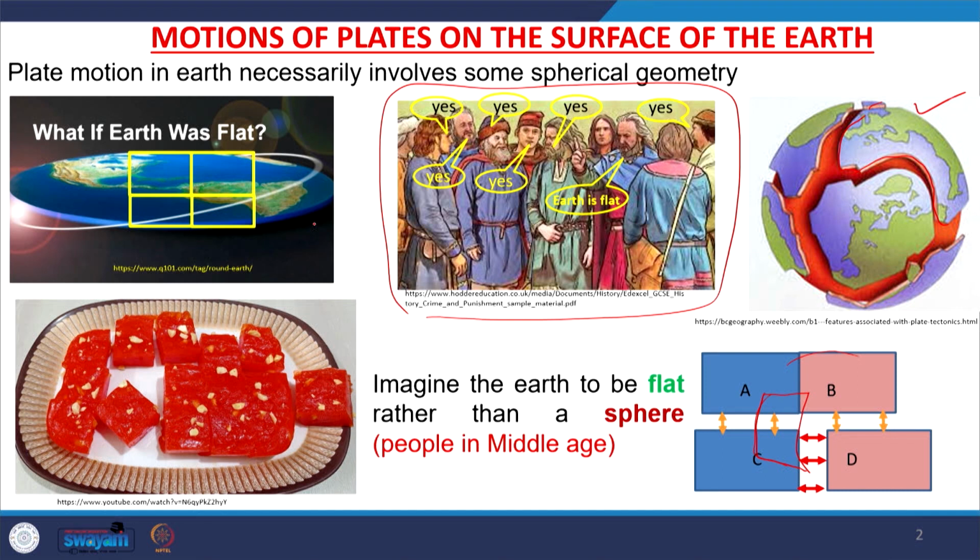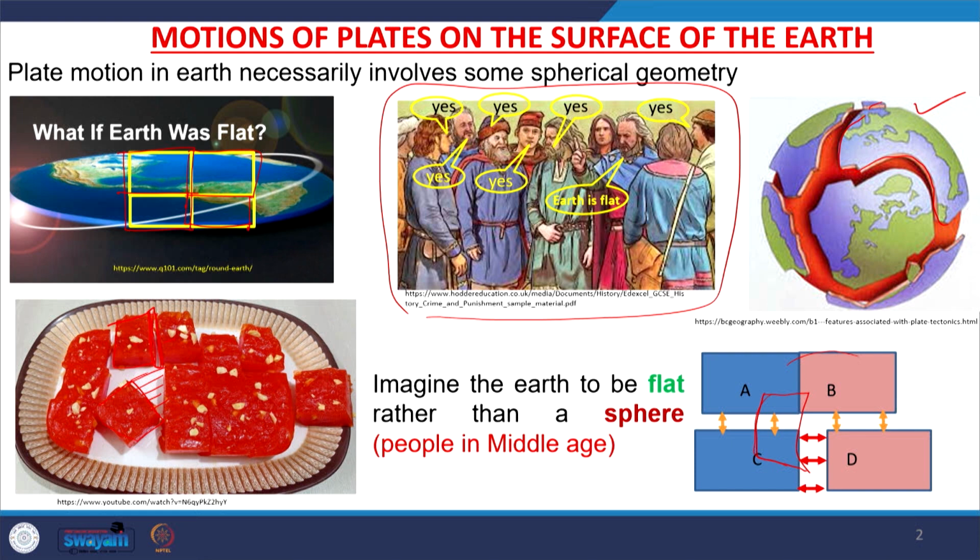Now you see, if the earth is a flat body, that means we can divide it into different shapes. Say here we are dividing it into rectangles. I am moving one piece away from another, so that means I am creating a gap, and that gap is uniform throughout. And if I am rotating one block from here, then this gap varies from place to place.